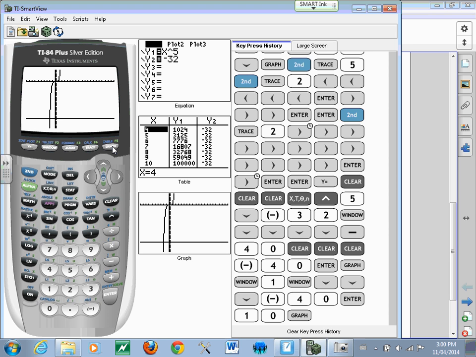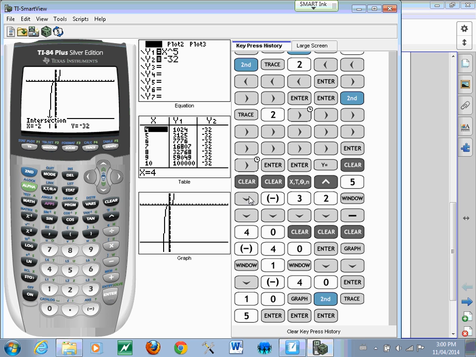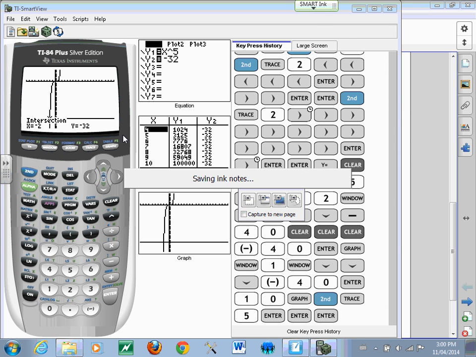So notice we have two lines now, and we're going to do what's called the intersect. I'm going to go second trace, which is the calculate menu. Going to do 5. First curve, hit enter, guess, second curve, guess, and you have your intersection there. So I'm just going to capture that. Bring it over. Snap.